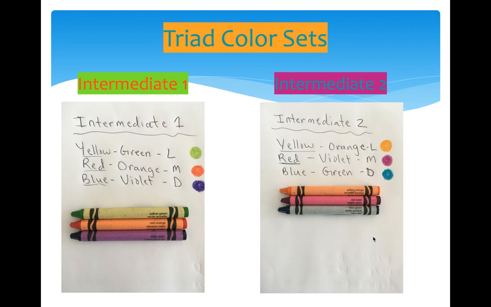All right, then we have our intermediate sets. So the first intermediate 1 set is yellow-green as the light color, red-orange is the medium, and blue-violet is the dark. And this shows the crayons and what the colors look like. And then we have intermediate 2. Yellow-orange is the light color, red-violet is the medium color, and blue-green is the dark color. And I have these pictures in the top of the folder for you to refer back to. So you will be able to see the color sets. Remember, it's only one. 3 total colors. Cannot emphasize that enough.